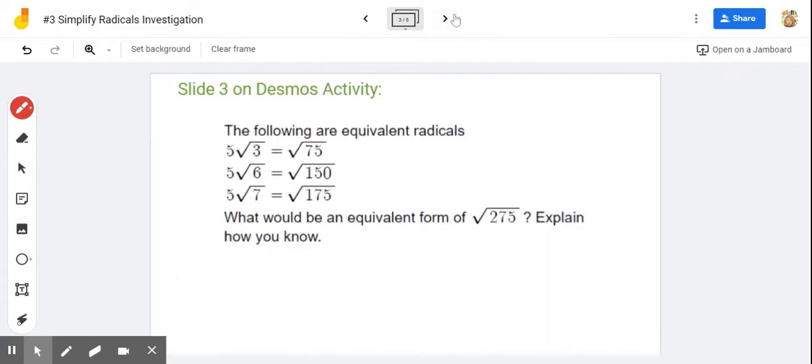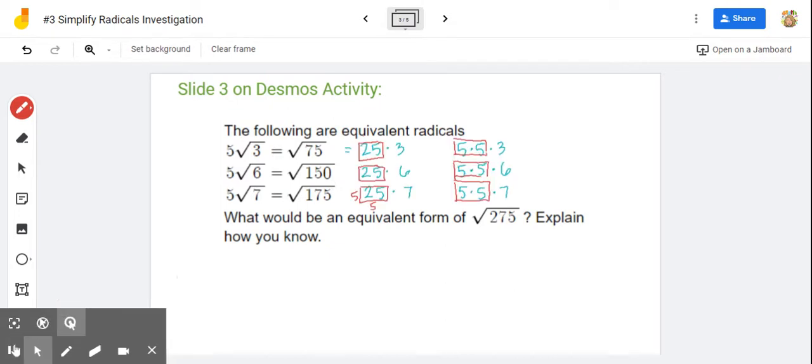All right, so using that idea, we also talked about the third slide on Desmos here. So again, you guys noticed that you could use 25 times 3, 25 times 6, or 25 times 7. And again, 25 comes from a square, a 5 times 5. Or some of you wrote out those 5 times 3 and 6 and 7. So again, we asked you this interesting question. What is equivalent to the square root of 275?